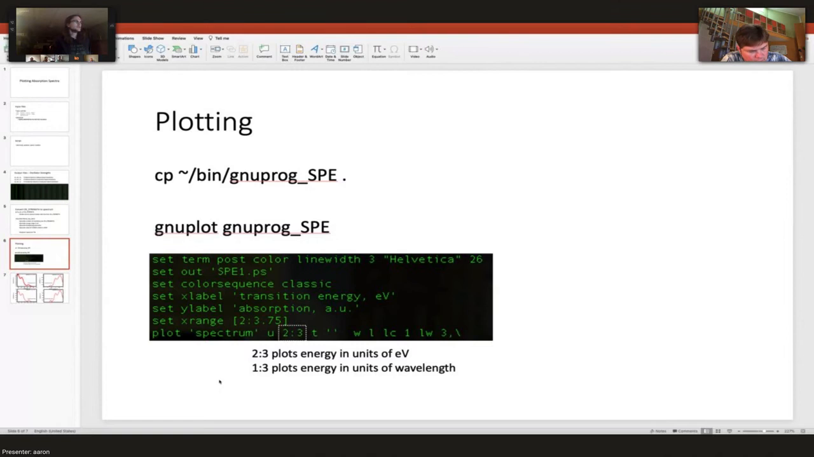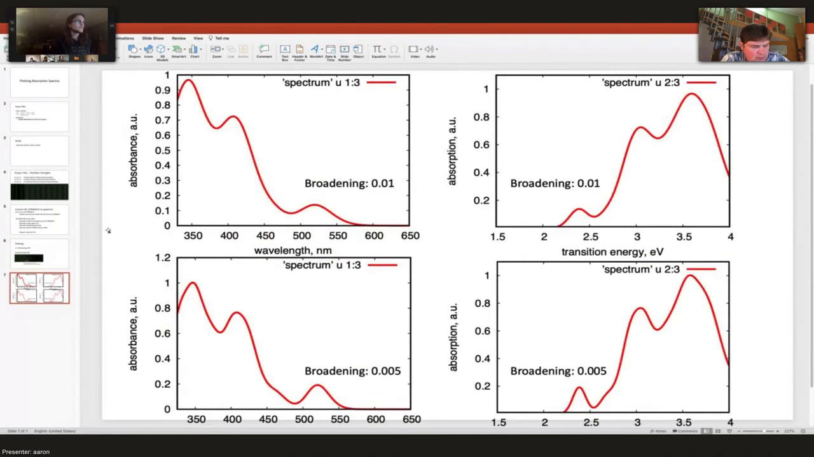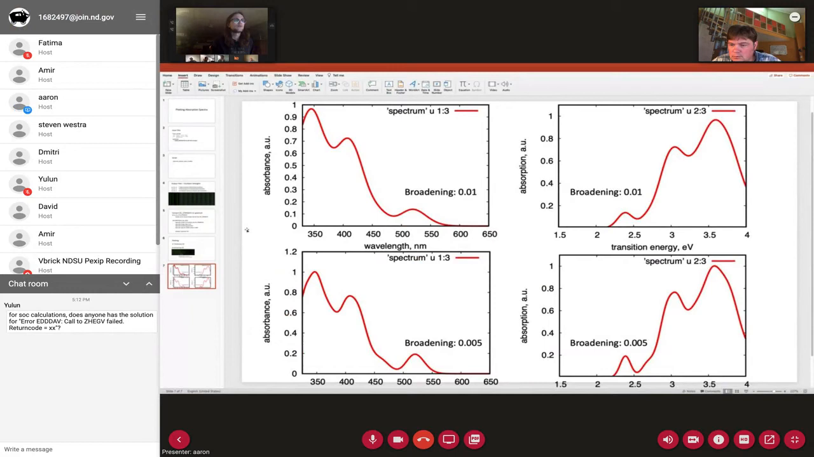So this last slide is just a compilation of different x-axes and broadening parameters. On the left, both of these figures are plotted in nanometers and they have slightly varying broadening parameters. You can see in the top one, the lowest energy peak merges into the higher energy transition, whereas if you provide a smaller broadening, that peak becomes more narrow. So that's something you can play with to change the way your spectrum looks. And the figures on the right are the same idea, but plotted in eV instead of wavelength. And that's the last slide for the show.